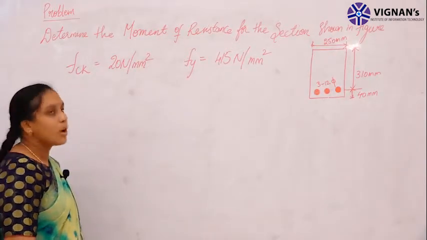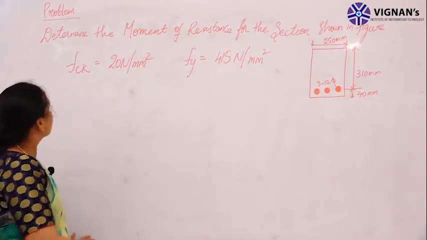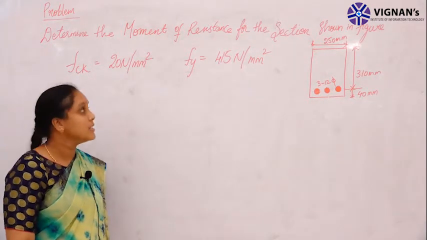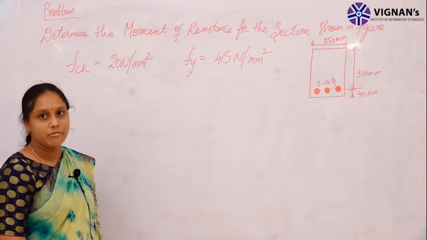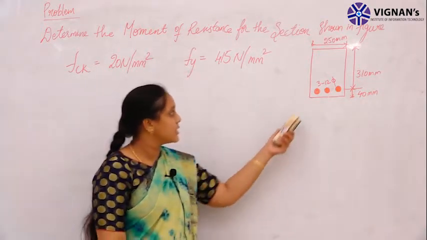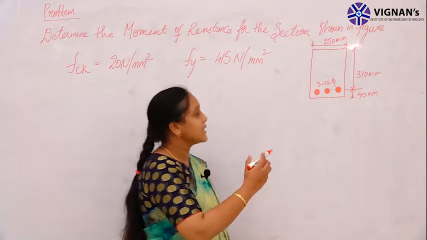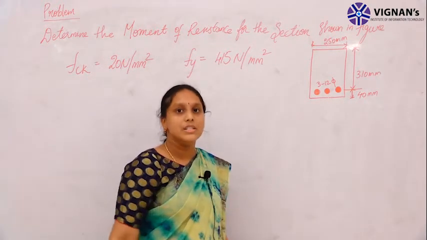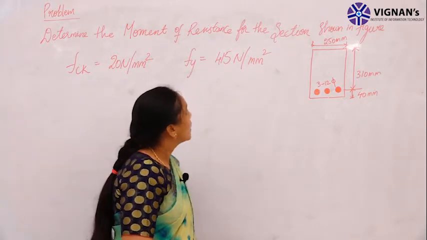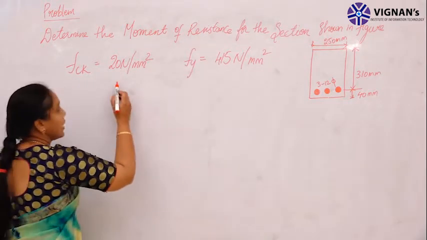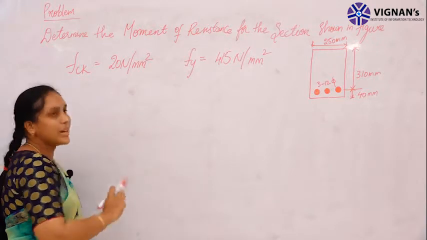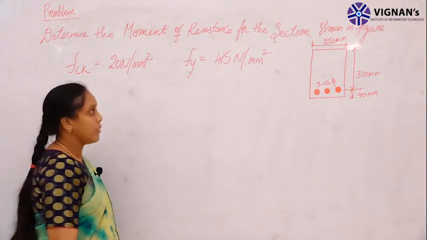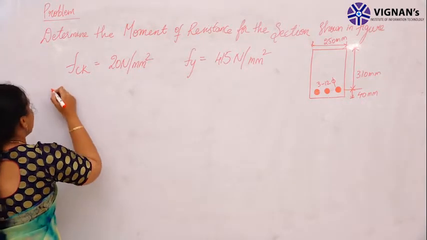Now let us solve a problem. The question given here is: determine the moment of resistance for the section shown in the figure. So here he has given us the figure and he is asking to find out the moment of resistance for the particular section which is shown here. And the grade of concrete is given as 20 Newton per mm square and the grade of steel as 415 Newton per mm square.